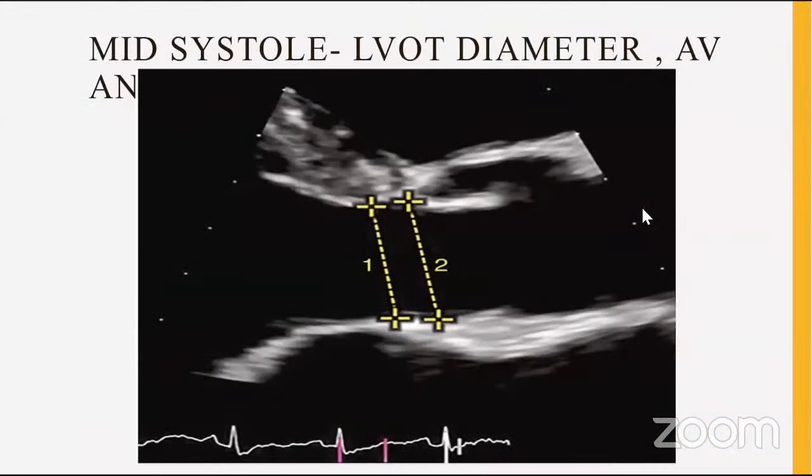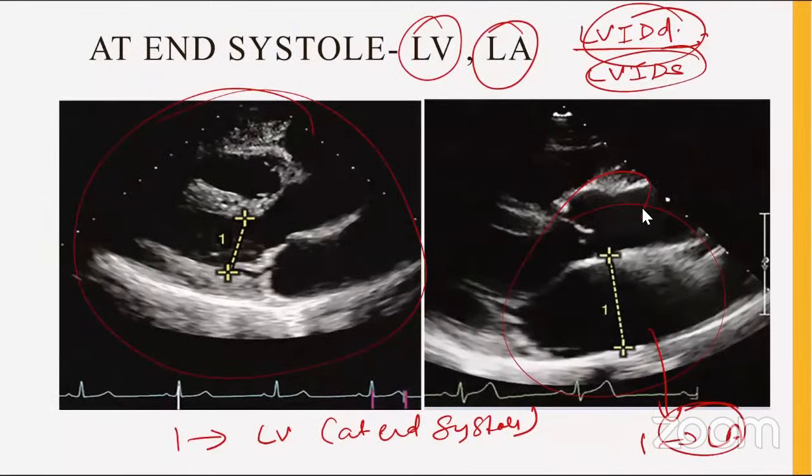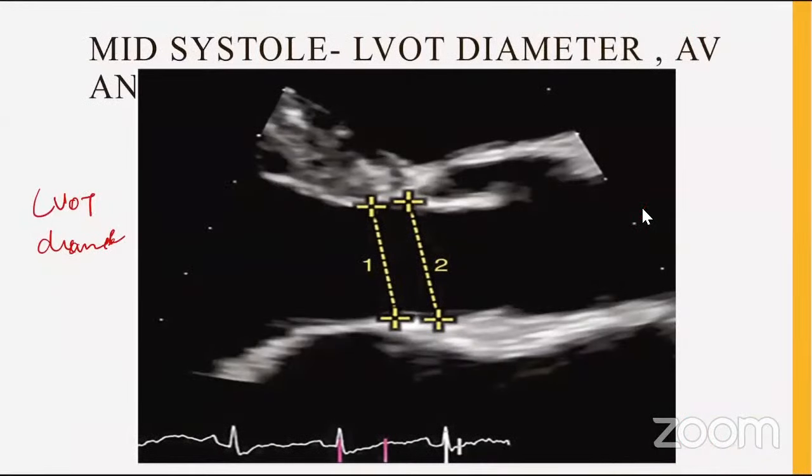Now the structure to be measured at mid systole is LVOT diameter. So we can see that here this is LVOT, just before the aortic valve. So we can measure LVOT here, and we can also measure aortic valve area.